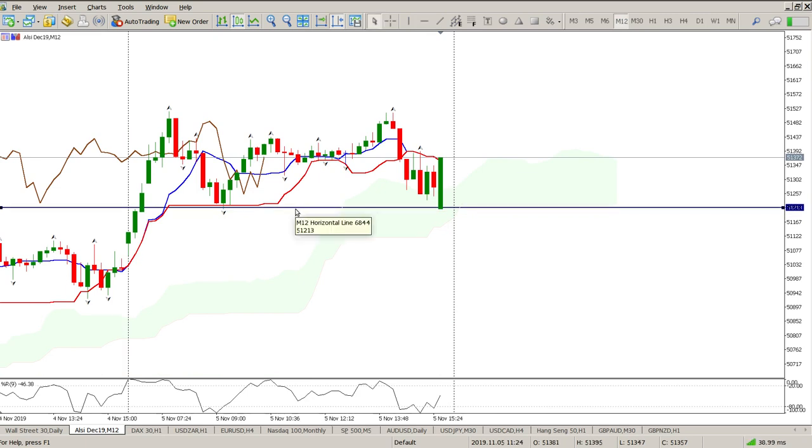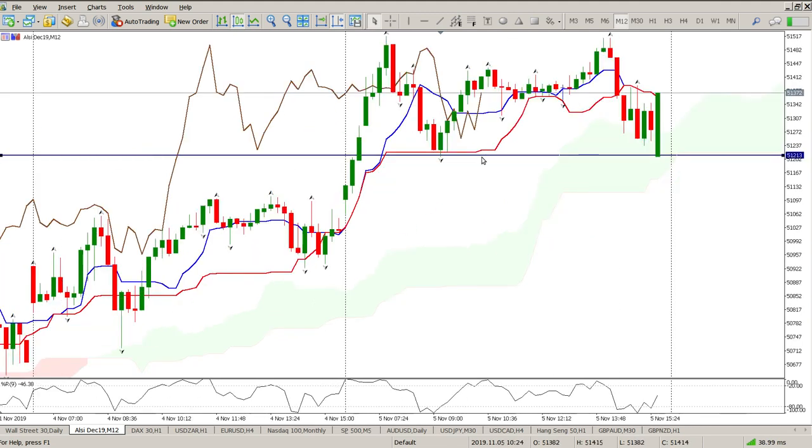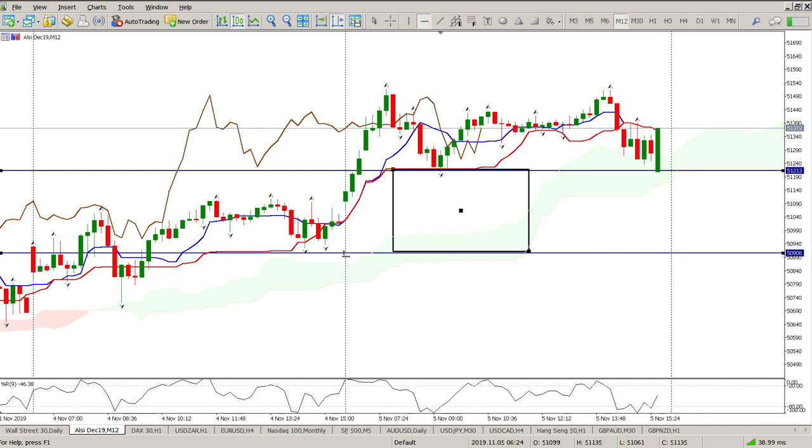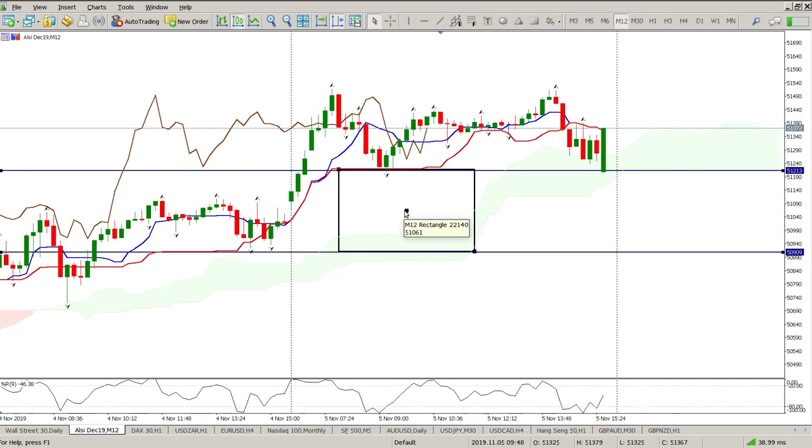If we do break below 51213, this gap would be the first target, and then possibly the double top target being my next target. And I'll put that in for you now. So that is kind of the moves to the downside at the moment. So the first target to the downside would be the gap, second target would be 5900 or 5910.